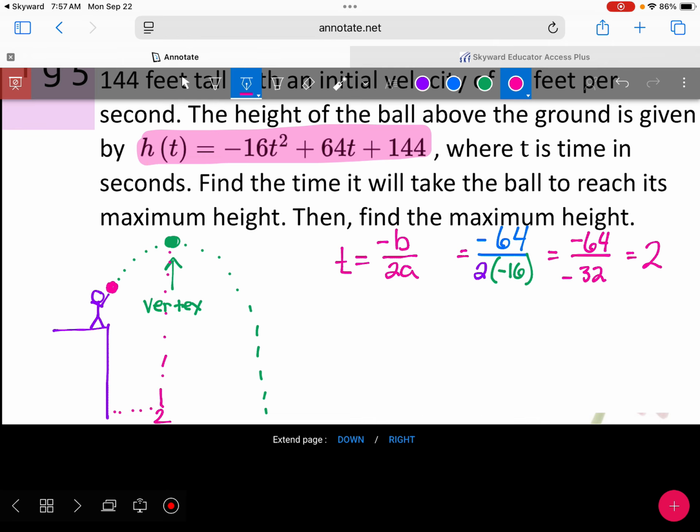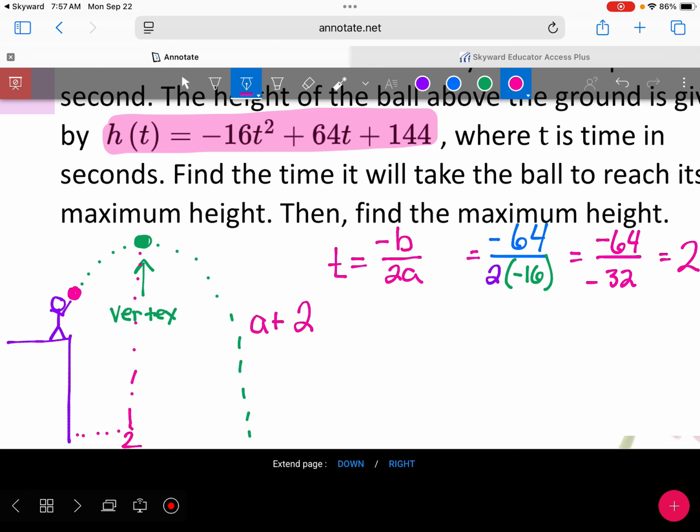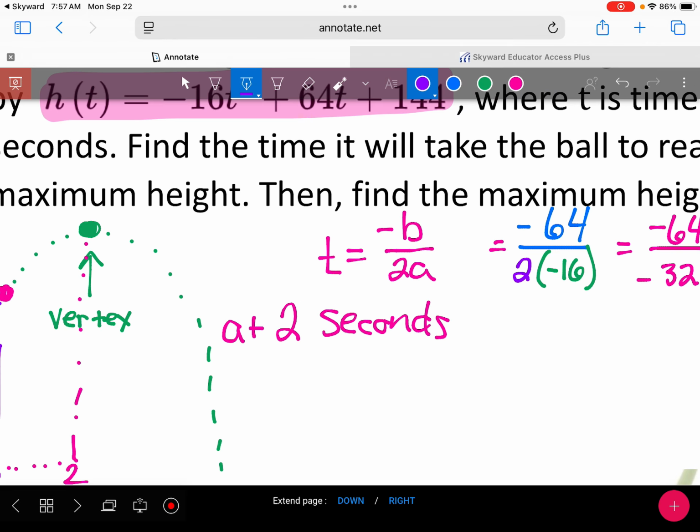So when does the ball reach the maximum height? At 2 seconds. How high is it at that time? How could I figure that out? Plug it in. You have to use the negative, not the minus sign.